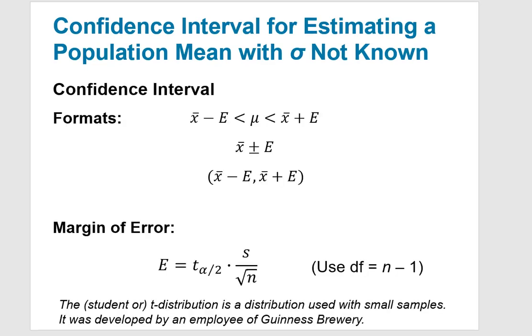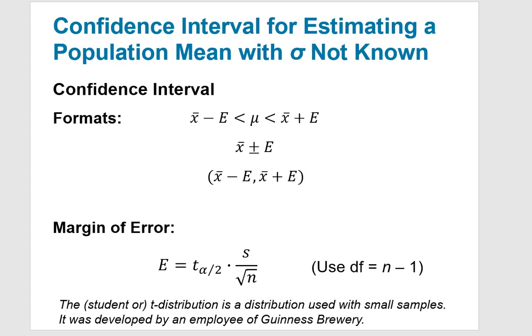You're going to find that the formats are very similar. Rather than p and p hat, we're going to have x bar and mu, right? Mu being our population mean, and x bar being our sample, our point estimate. So a lot of this is going to look very simple.